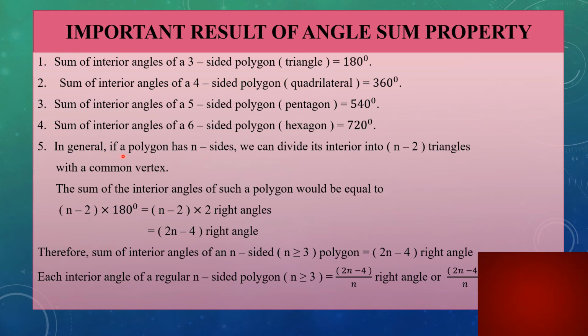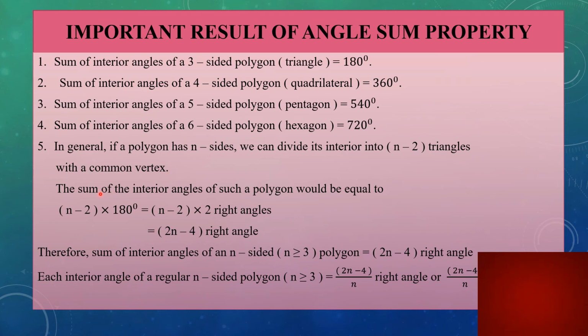In general, if a polygon has n sides, we can divide its interior into n minus 2 triangles with a common vertex. It means class, for the pentagon with 5 sides, that is 5 minus 2, which means 3. So in a pentagon, we can divide that pentagon into three triangles.